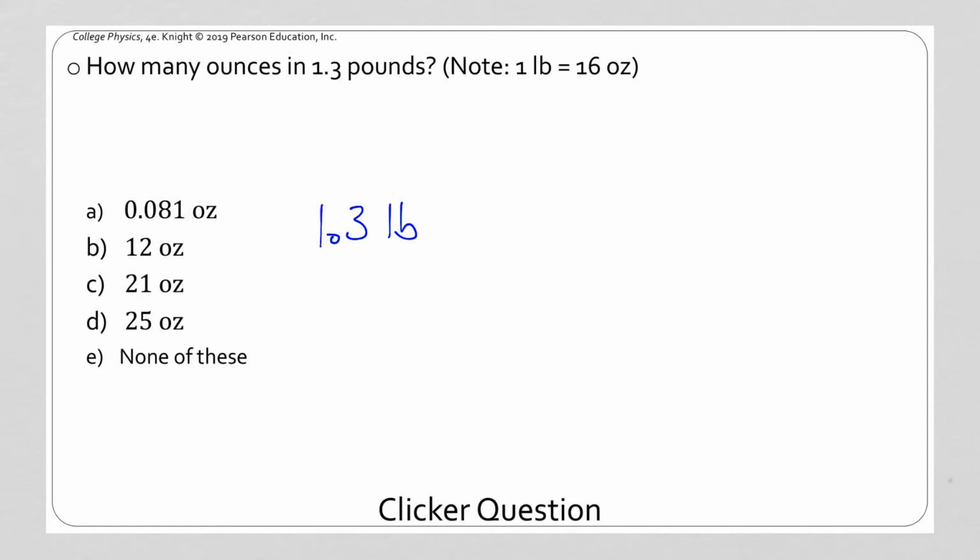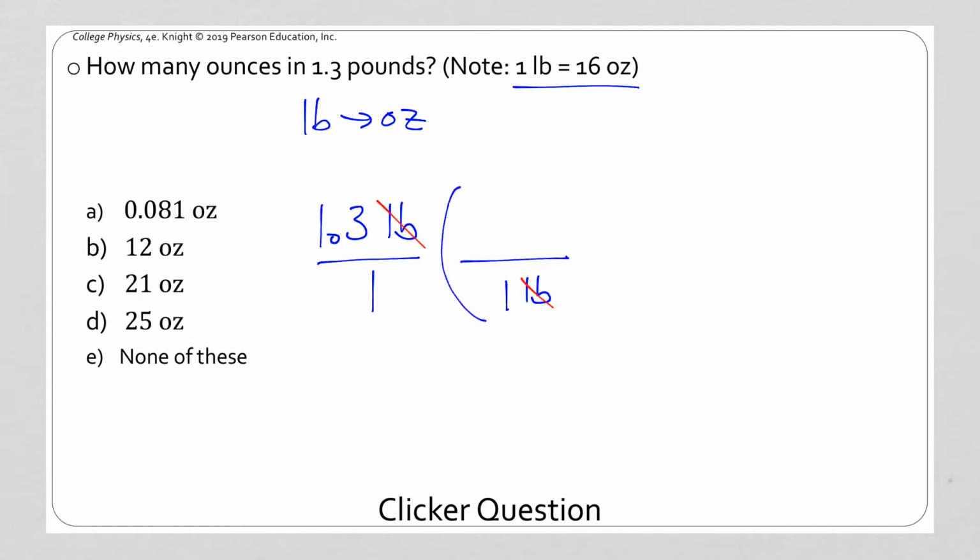So I start with 1.3 pounds. I want to convert pounds to ounces. And I have a direct comparison between the two, so I don't have to have any intermediate steps. My pounds are in the numerator implicitly, so I want to put 1 pound in the denominator to cancel it out. But I also need this value to equal 1 so that I'm not changing my overall quantity, my overall measurement. So I can say 1 pound is 16 ounces. So now I've eliminated pounds, I've introduced ounces.